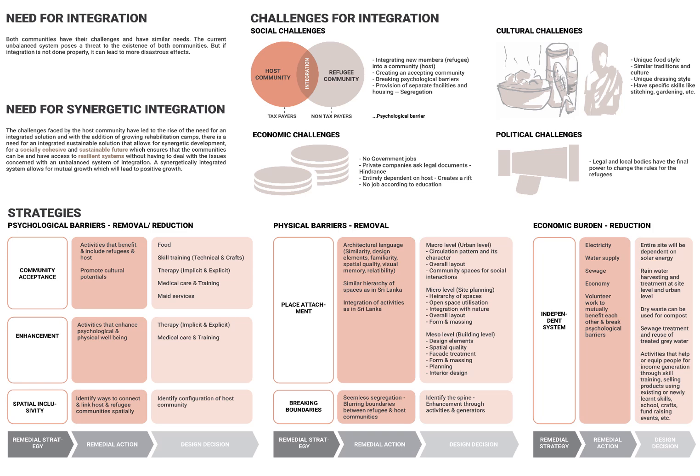The next strategy is the removal of physical barriers. This can be done through place attachment and by breaking boundaries. The first step is to allow for an open system where both communities do not have any physical barriers. This can also be done through the architectural language or a similar hierarchy of spaces between the host community and the refugee community, as each of their houses will have a different and unique architectural style in their own country.